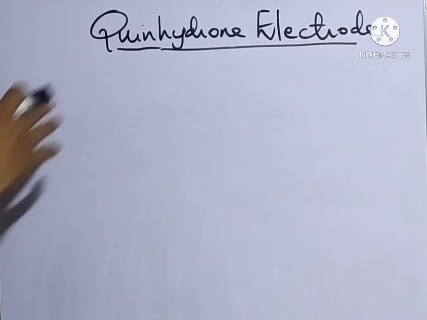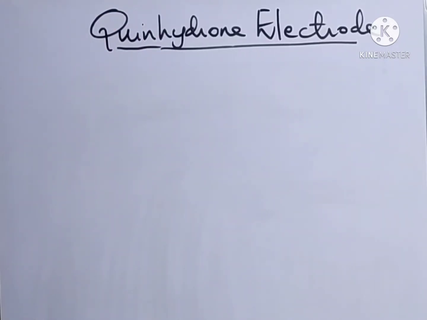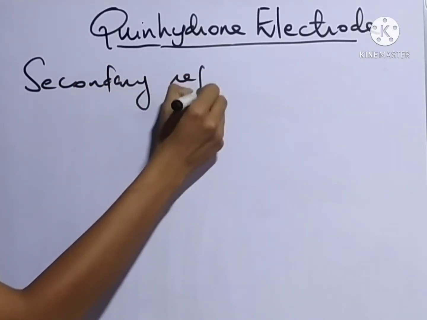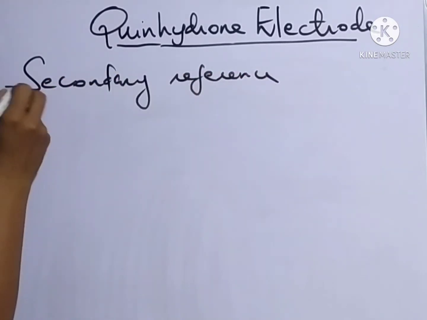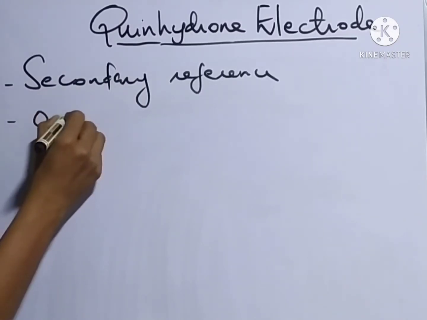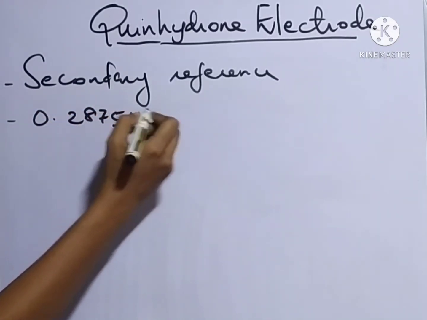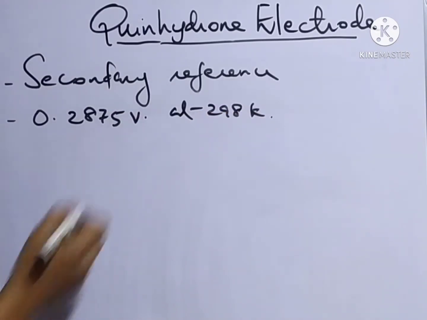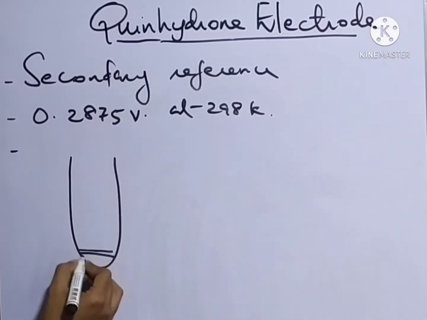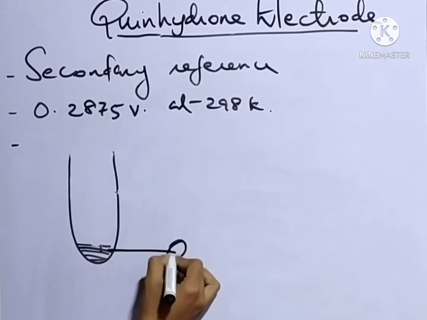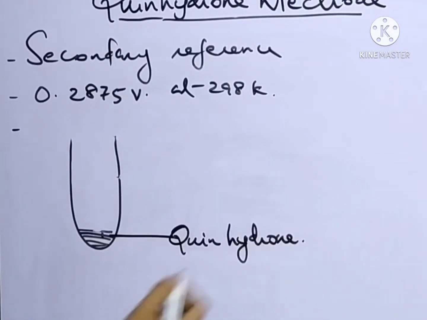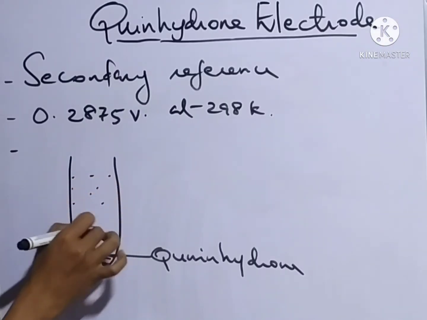And the next reference electrode is the quinhydrone electrode. This is also a secondary reference electrode. The potential of the quinhydrone electrode is measured as 0.2875 volt at 298 Kelvin. It consists of a glass tube containing quinhydrone in a specific H plus concentration.